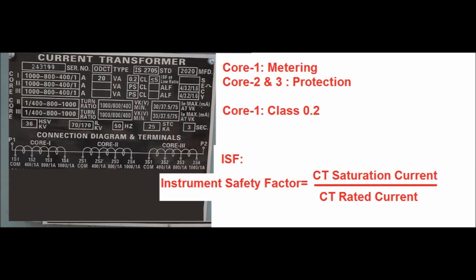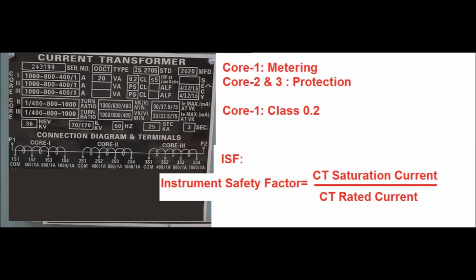metering class CT is defined by the parameter instrument security factor, and the metering class is normally either 0.2 or 0.2S or 0.5 or 0.5S. So in this nameplate there are three cores. Now core number one is the metering core, and it has different tap positions.